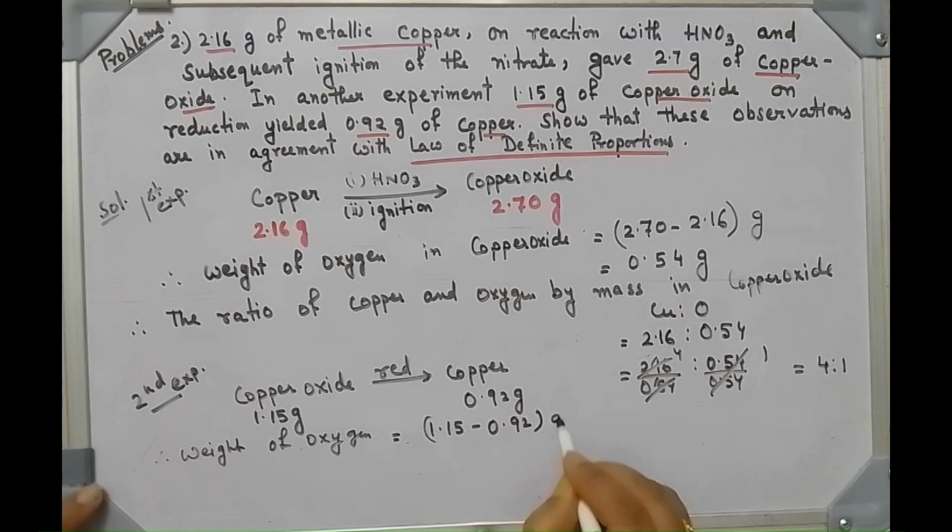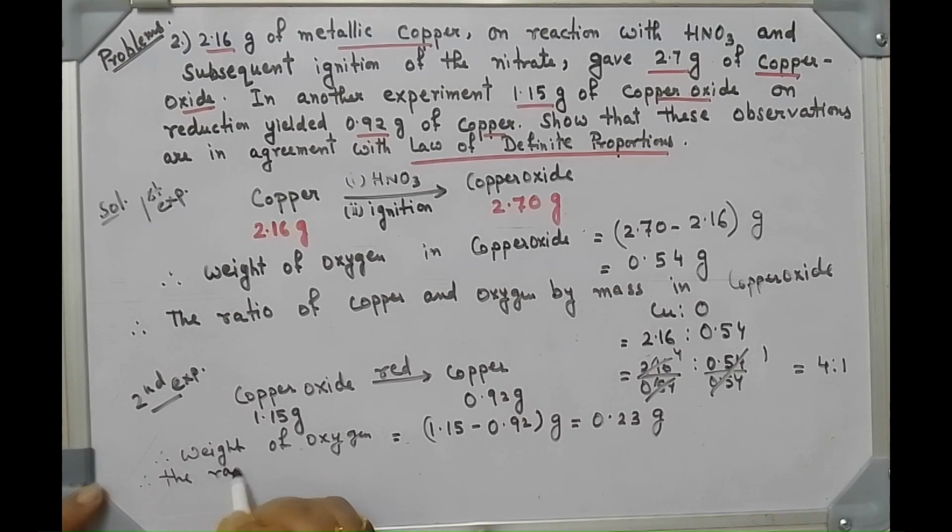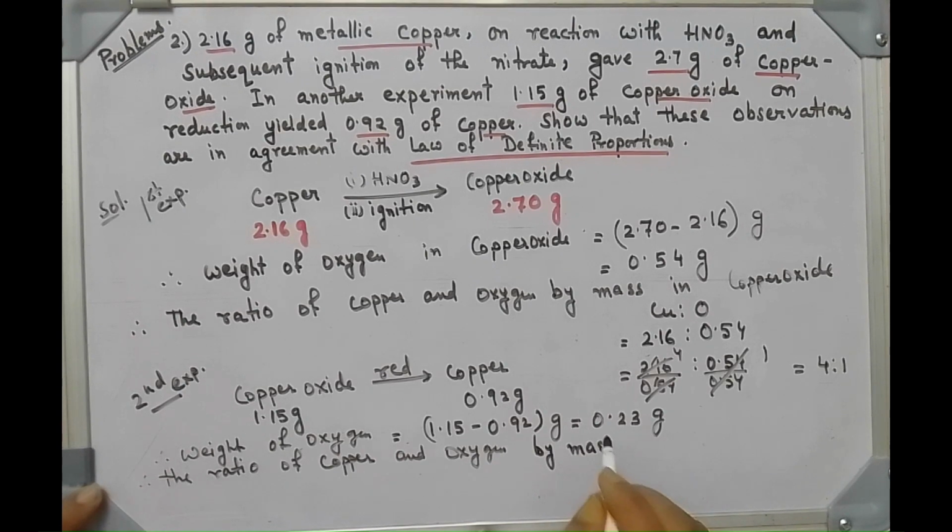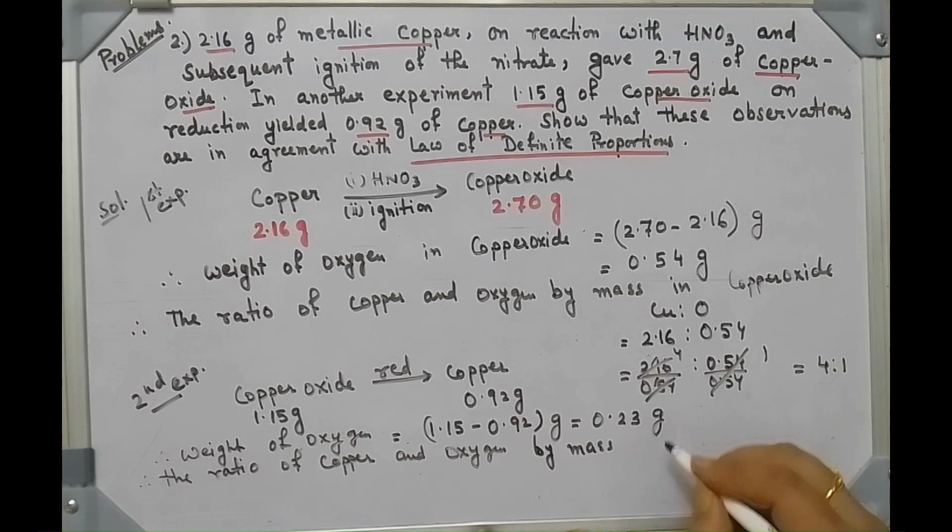This much grams. If you calculate, we are getting 0.23 grams. Similarly, here also we have to calculate the ratio of copper and oxygen by mass in copper oxide. How much is it?